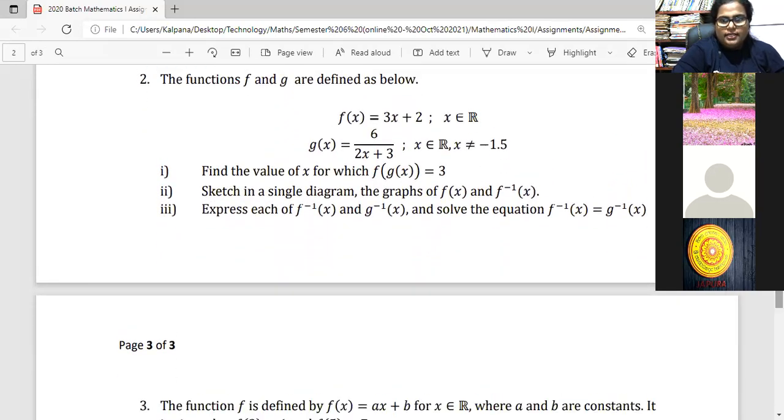And in the second question, it is given that two functions, f and g, are given for you. Here, f(x) is 3x + 2 and g(x) is 6 over 2x + 3. As the first part, you have to find the value of x for which f(g(x)) equals 3. You know that it is a composite function.